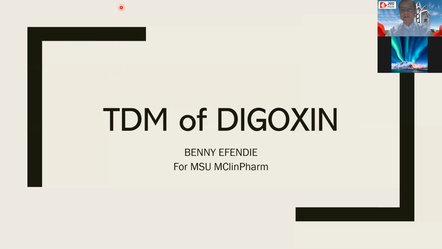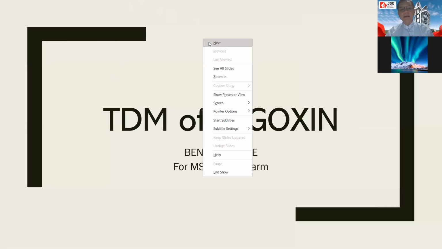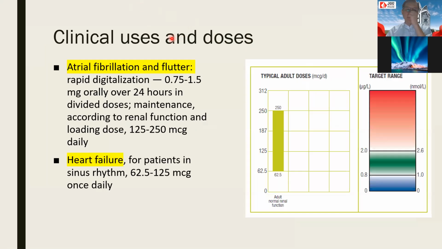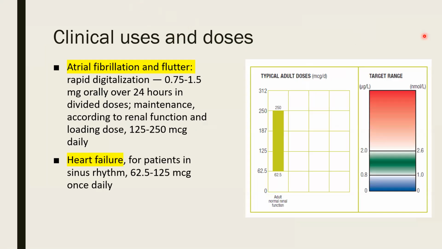TDM of digoxin. As we know, the clinical uses and doses of digoxin: it is mainly used for two indications, atrial fibrillation and atrial flutter, and heart failure. But for both indications, digoxin is a bit outdated. Digoxin is no more first line. For atrial fibrillation, it is now second line.